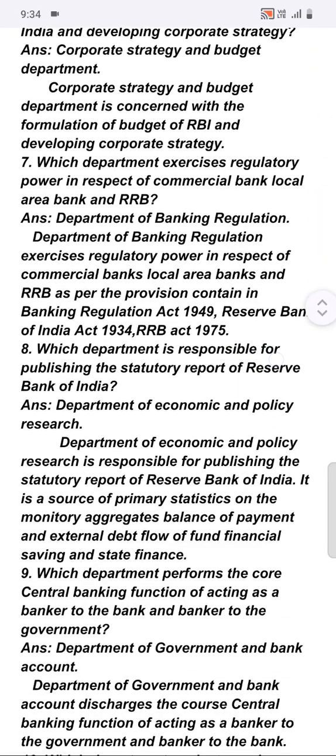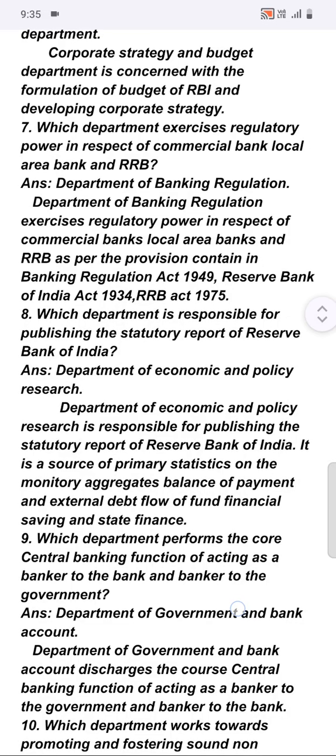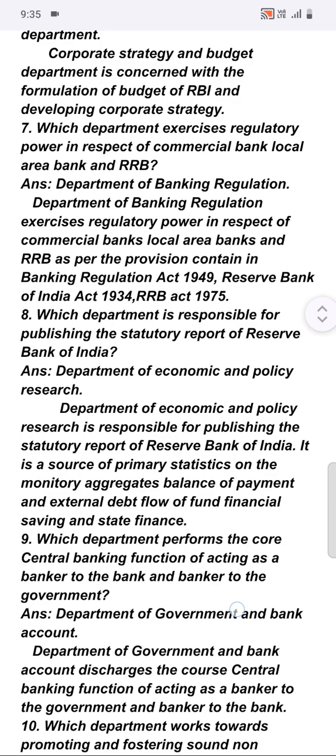Department of Banking Regulation exercises regulatory power in respect of commercial banks, local area banks and RRBs, and the provisions are stated in Banking Regulation Act 1949, Reserve Bank of India Act 1934 and RRB Act 1975.